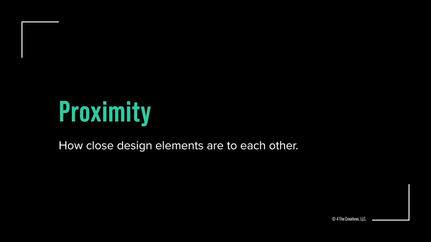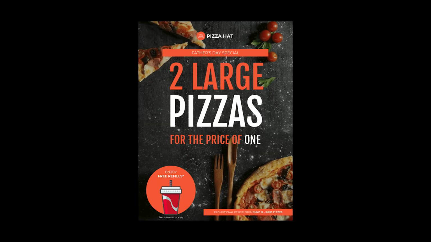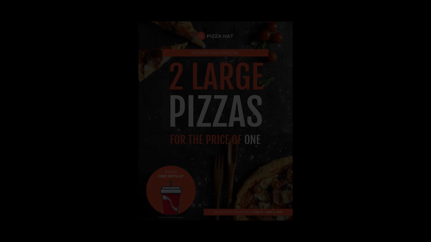Another way to show hierarchy is by using proximity, which means how close elements are to each other. This can be done by placing design elements grouped together to be seen as a part of the same group or sharing similar functions, such as when you're reading this pizza flyer. You can see that the 2 large pizzas for the price of 1 for Father's Day is supposed to be seen as one communication because they're grouped together. And then enjoy free refills is another, and promotional period on the bottom right is another category. Because they're not all cluttered together, they give the appearance of separate pieces, which help communicate the concept better, plus they're in a very clear hierarchy.